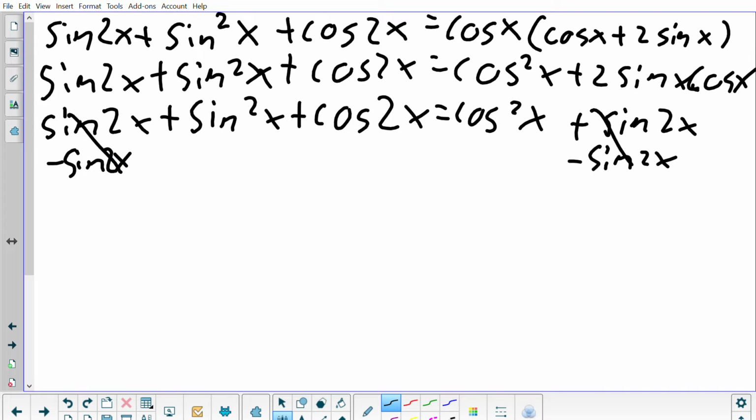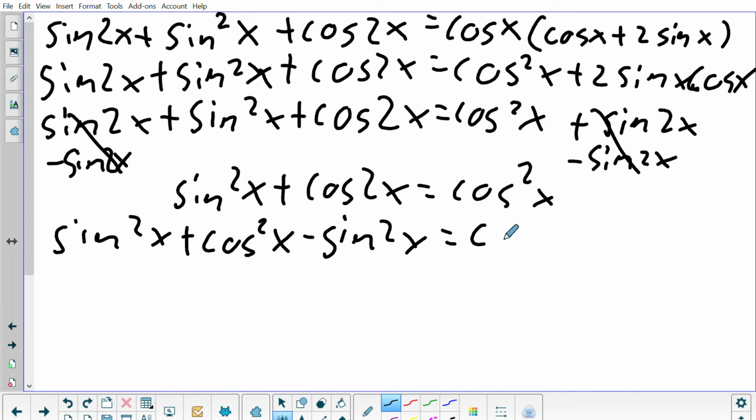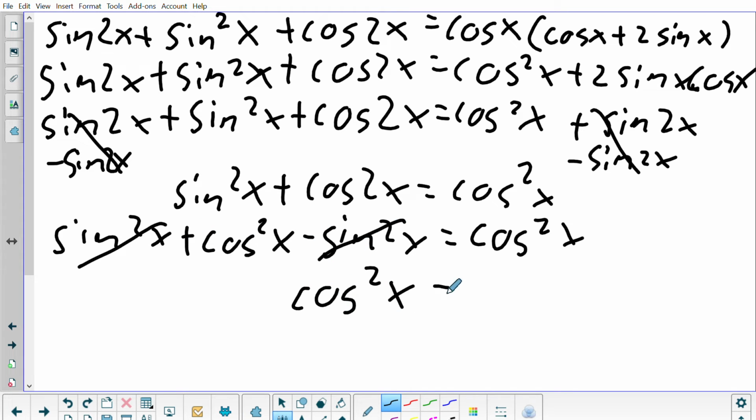And those cancel, and I'm left with sine squared x plus cosine of 2x is equal to cosine squared of x. Okay. From our equations from the previous page, cosine of 2x is the same as cosine squared minus sine squared. Sine squared minus sine squared, those cancel each other out. I'm left with cosine squared is equal to cosine squared, which is true.